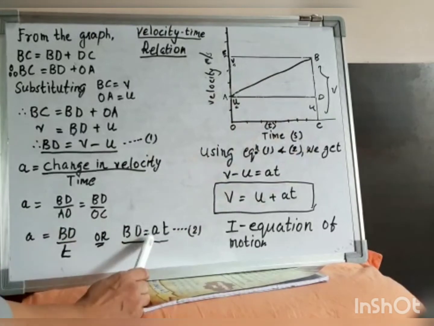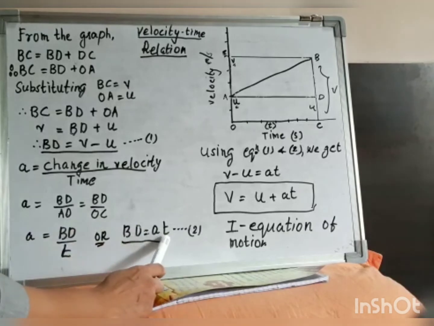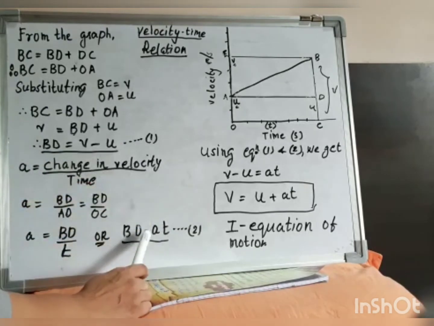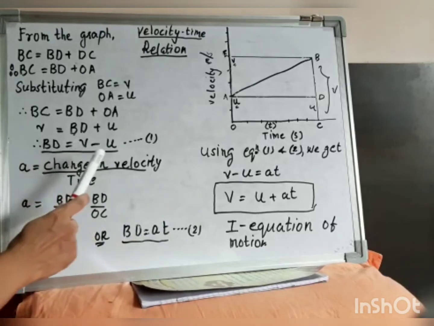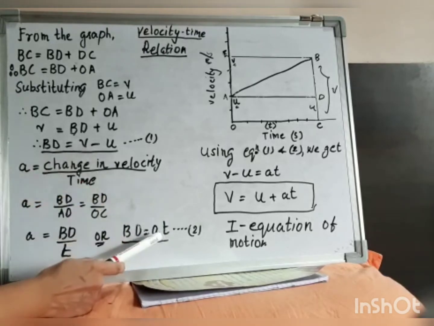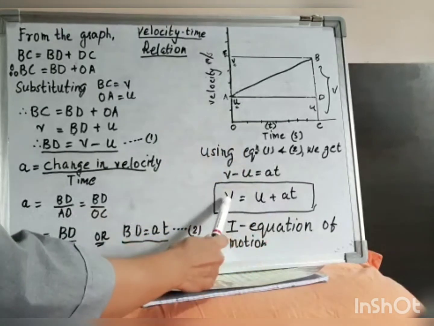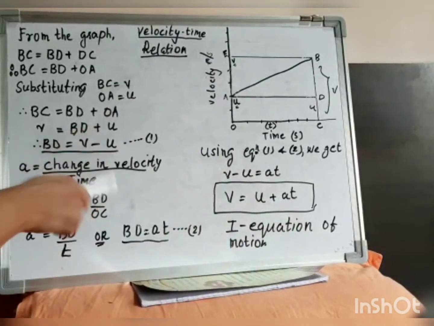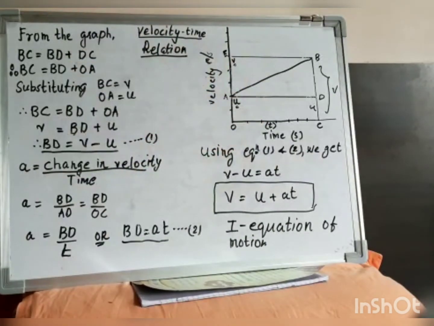Or you can say that BD is equal to, when you take this t to this side, BD is equal to at. Let us name this equation as 2. So we have two equations: BD is equal to v minus u and BD is equal to at. From equations 1 and 2 we can say that v minus u is equal to at. Okay, and therefore if we change the side, v is equal to u plus at, and this is the first equation of motion. This is how we can derive the first equation of motion from this velocity-time graph.